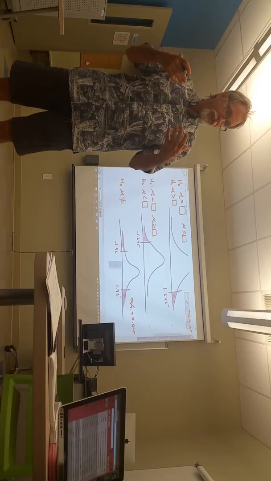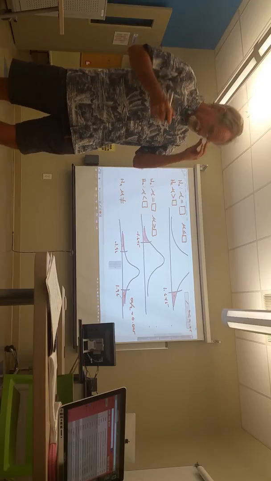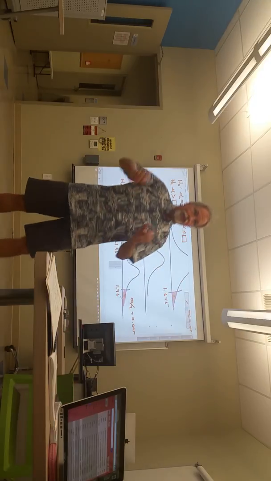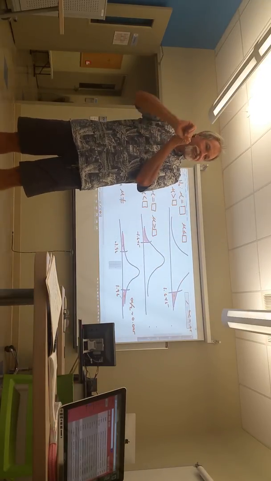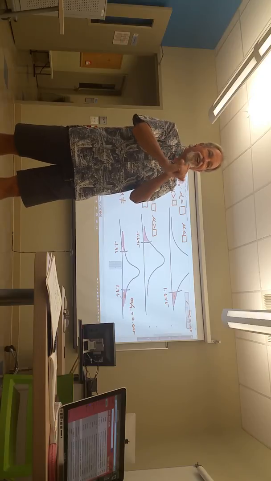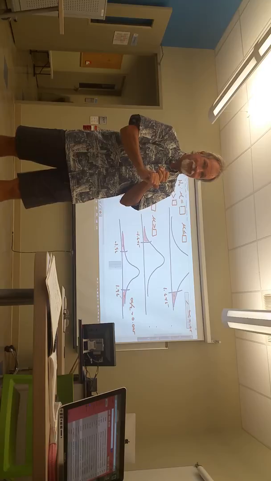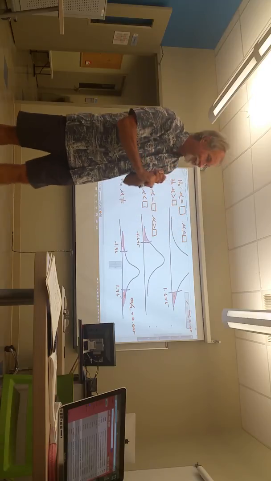What does the alpha represent? Type 1 error. It's my willingness to reject the null hypothesis when the null hypothesis is in fact true. Type 1 error. Right. Okay?